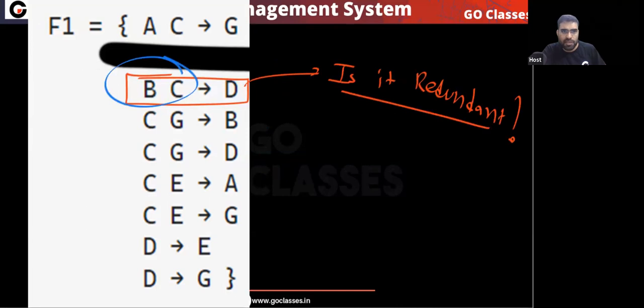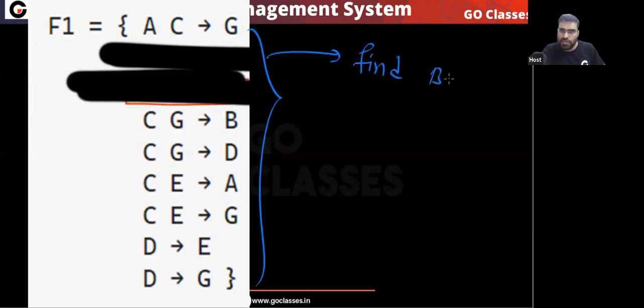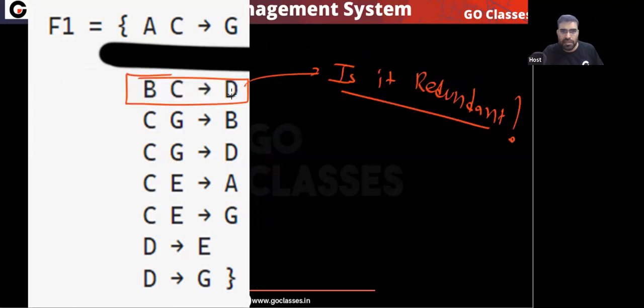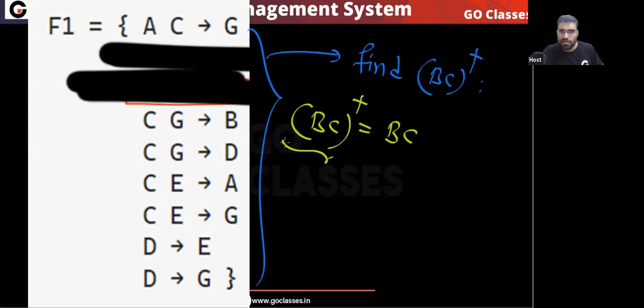You will find BC plus. So tell me, what will be BC plus? If I find BC plus, that will be BC. That's it. Yes or no? So can I say BC does not determine D? Yes or no?